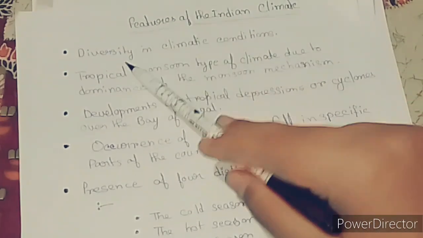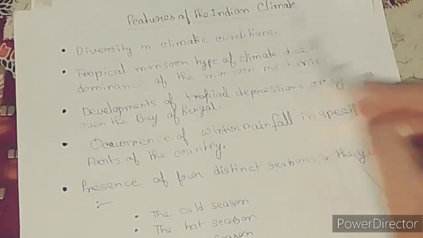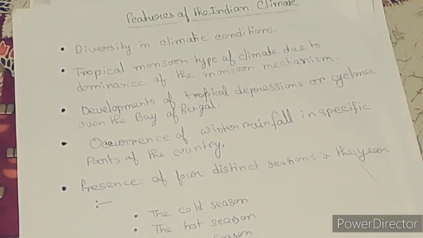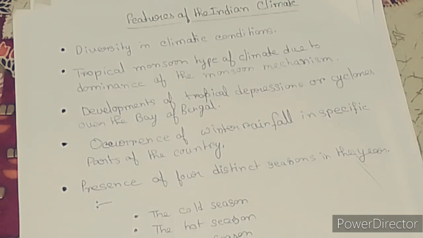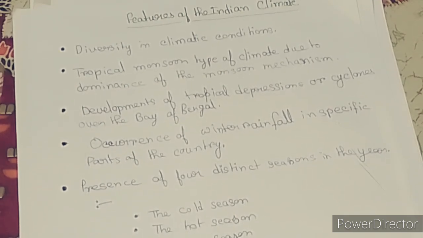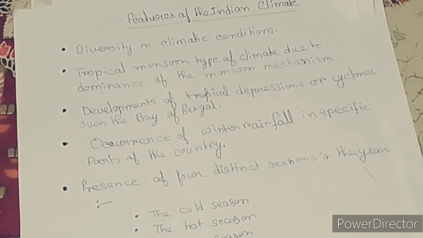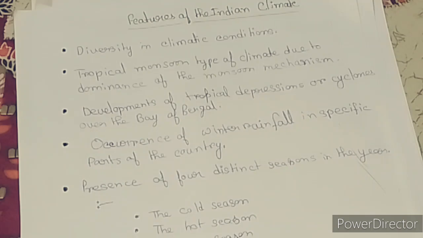Let us start with the features of the Indian climate. First of all, diversity in climatic condition. What do you mean by diversity in climatic condition? It means owing to India's vast size and varied topography, the Indian subcontinent has varied climatic conditions. It has many climates. So what are the climates that India has? It has mainly four types of climate: equatorial, tropical, semi-arid, and Arctic climate.